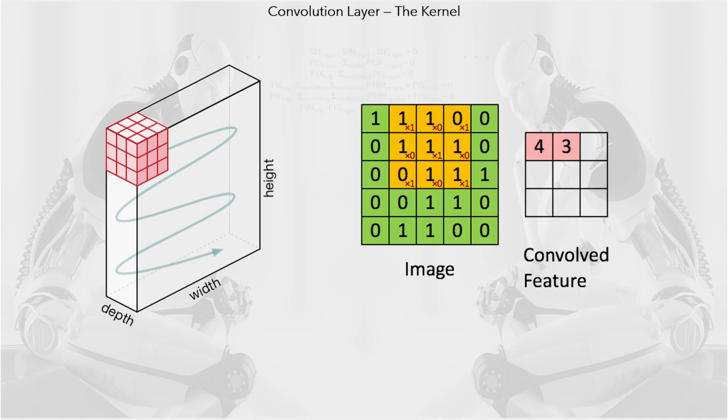The filter moves to the right with a certain stride value until it analyzes the full width. As you continue, jump back to the beginning, left, of the image with the same stride value and repeat the process until the entire image is covered.